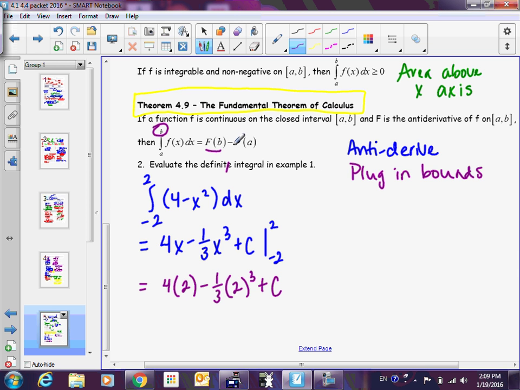Then I'm going to do minus f of a. So I'm going to do minus. Now I'm about to do several things, so let's put a parenthesis. This shows that I'm going to subtract everything else I'm about to write. We're going to have to distribute or simplify or something. Okay, now I'm going to plug in negative 2. 4 times negative 2 minus 1/3 negative 2 cubed plus c. All right.